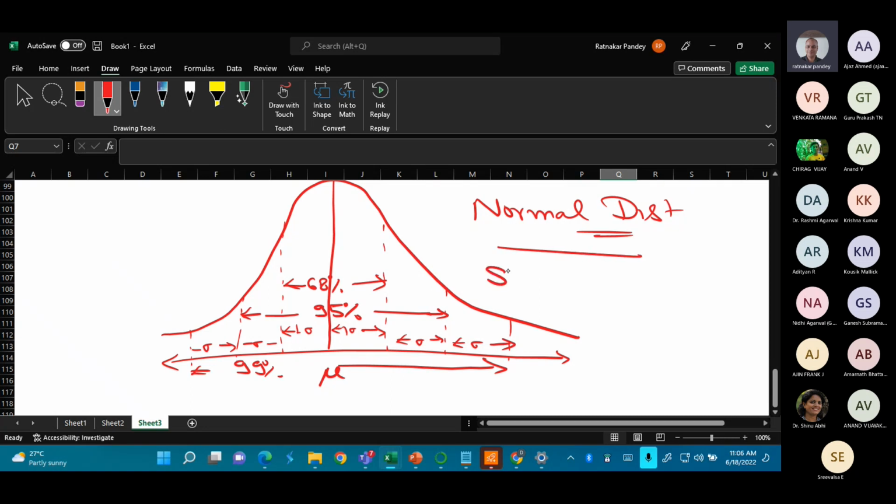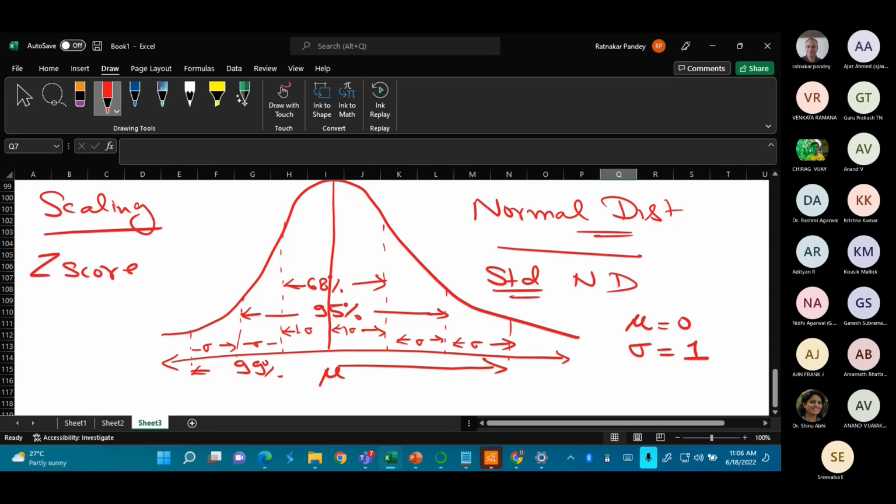Now, what we are doing in this scaling is what we call a standard normal distribution, right? What is a standard normal distribution? You make the mean 0 and the standard deviation 1. So a specific normal distribution with mean 0 and standard deviation 1 is called a standard normal distribution. So basically, when you are doing this scaling, what is happening is you're doing a z-score, right?